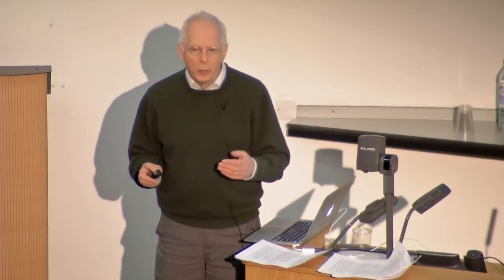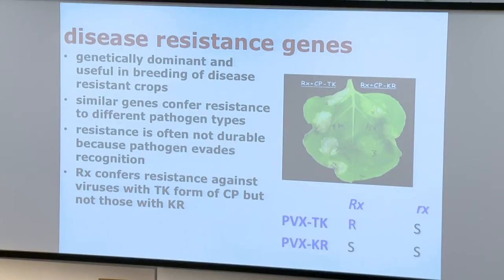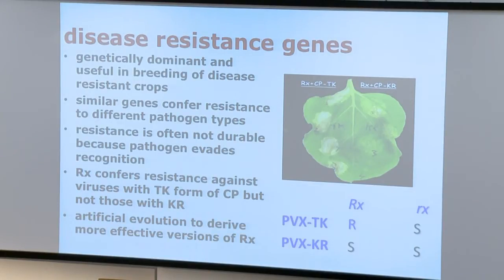So what we were interested in was the basis of the specificity of the R protein, and also whether or not we could evolve the R protein so that it would confer resistance against both types of strains, instead of this strain, now this strain. So could we switch the specificity of the disease resistance? We used an approach that we referred to as artificial evolution.